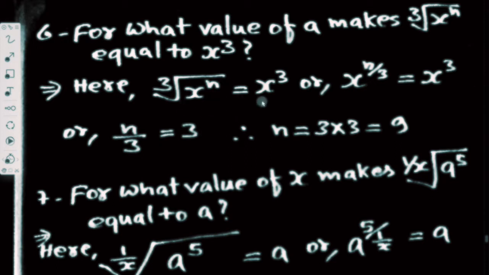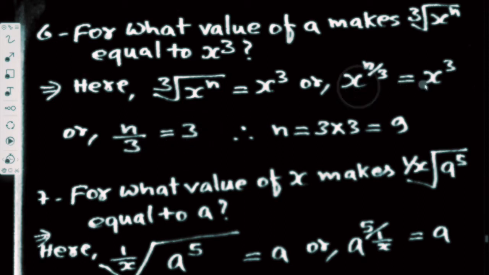Here 3 is in the root, so 3 should be placed at the bottom of n. So x power n by 3 equals x power 3. This means n by 3 equals 3.